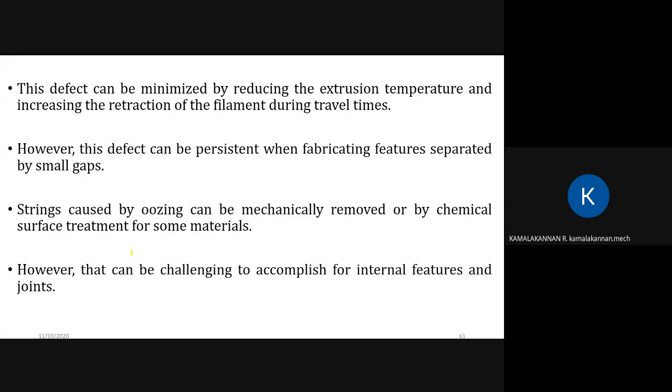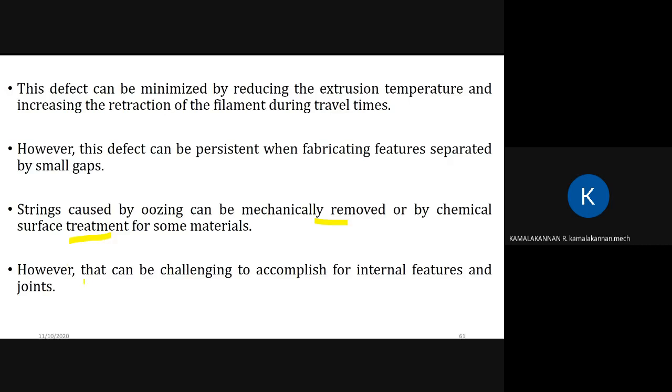This defect can be persistent in fabricating features separated by small gaps. Yes, of course, if you have small strings while fabricating, it will create a problem. Even if you do ordinary post processing, there might be a chance of affecting the assembly. So you have to be very careful with this oozing problem. This oozing can be removed in post processing mechanically or by chemical surface treatment. It depends upon what type of material you are using.